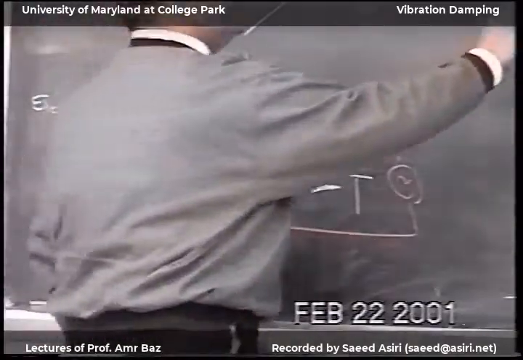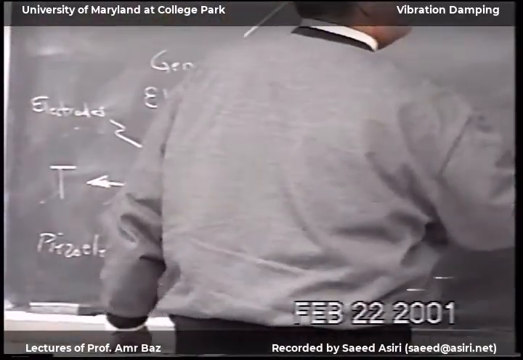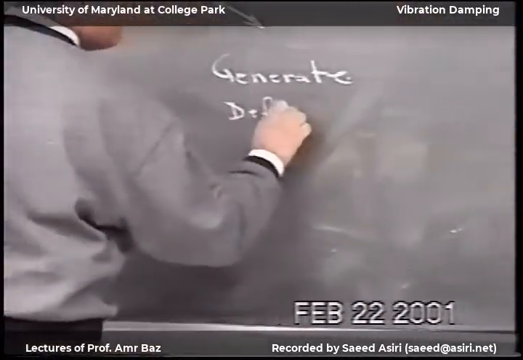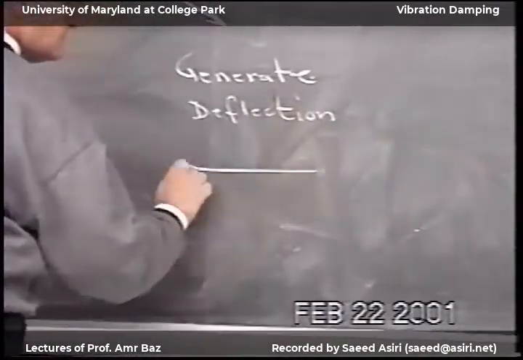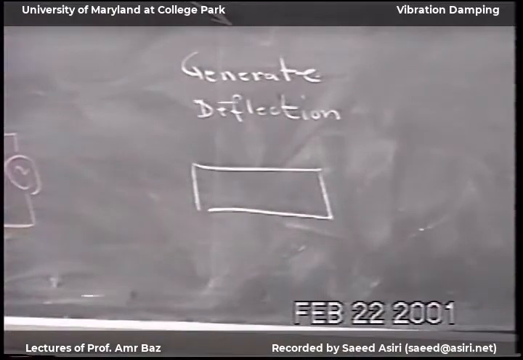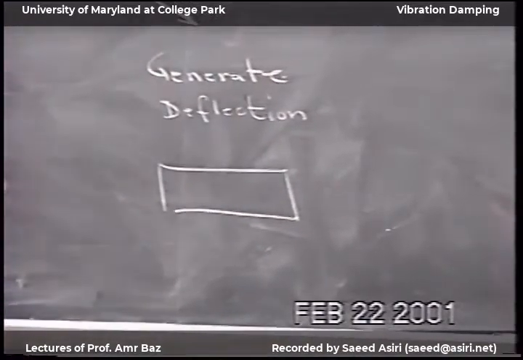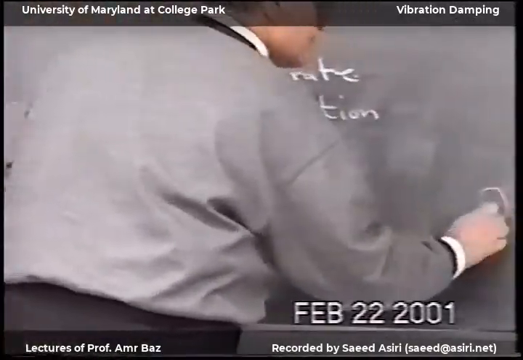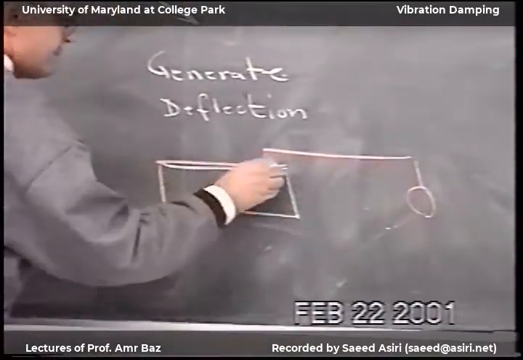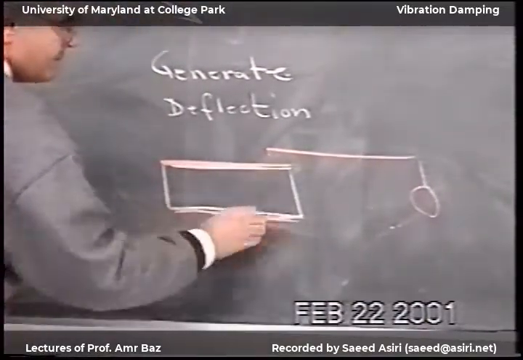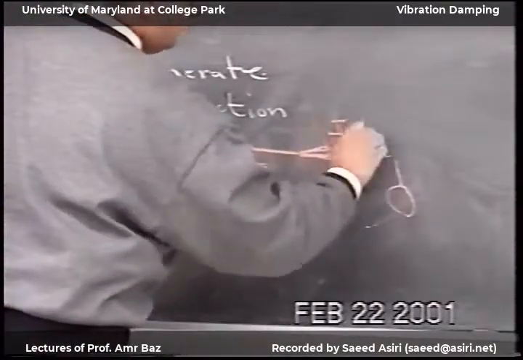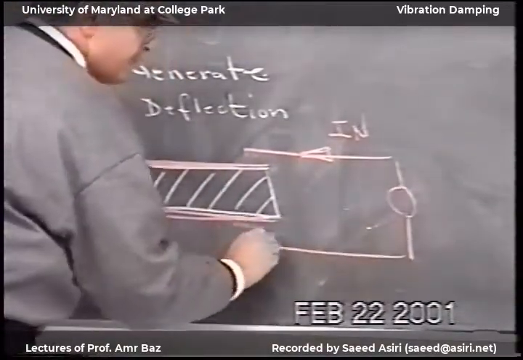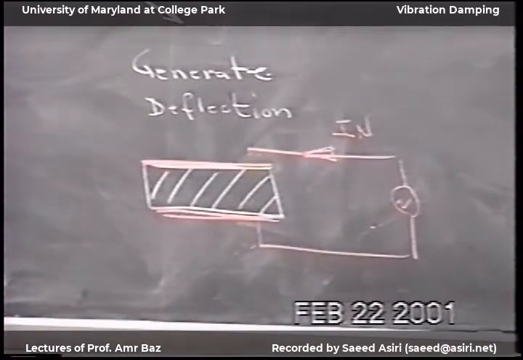Or it can generate strain or deflection if we apply voltage on it. So this is out. And this is in. And the result will have mechanical deflection.